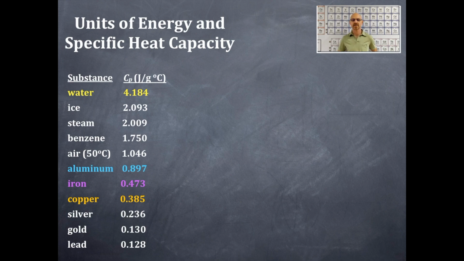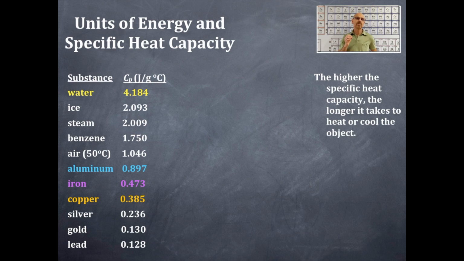per gram degree Celsius. Something that you need to know, though, is the higher the specific heat capacity, the longer it takes to heat or cool that object. So 4.184 joules per gram degree Celsius for water is a very large number relative to the rest of these. That means it requires a tremendous amount of heat to heat up water, and also it takes a long time for water to cool down because the heat capacity for water is so great.